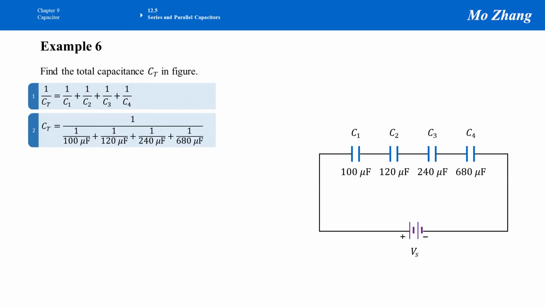Ct equals 1 over the reciprocal sum. That is 1 over 100 microfarad plus 1 over 120 microfarad plus 1 over 240 microfarad plus 1 over 680 microfarad. If we enter these numbers into the calculator, it is 41.72 microfarad.